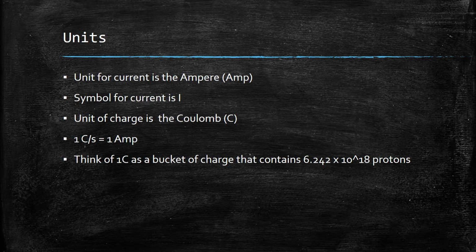Current is represented by capital I, and its units are the ampere or amp. The coulomb is a unit of charge, so 1 coulomb per second is equal to 1 amp. The coulomb can be thought of as a bucket of charge containing 6.24 by 10 to the 18 protons.